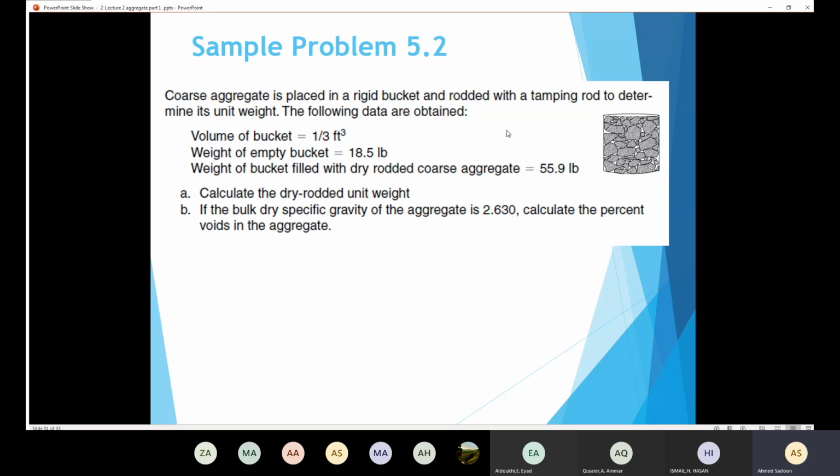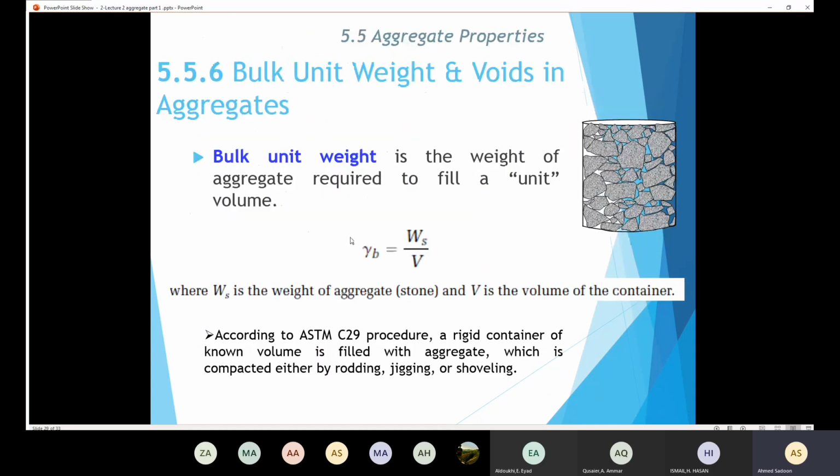And it's required to do the following. It's required to calculate the dry rodded unit weight. So here it's required to determine the bulk unit weight, but it should be rodded. And it's given the volume of the bucket. So we know the volume of the bucket. We know the weight of the empty bucket. And also we know the weight of the bucket filled with dry rodded coarse aggregate. So now we want to determine the dry rodded unit weight. So I'm going to use this formula here.